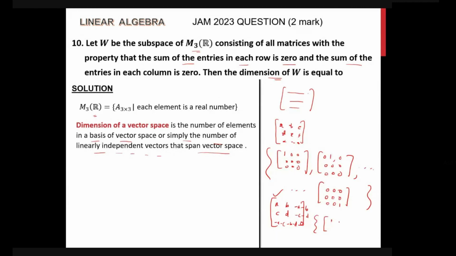1, 0, minus 1, 0, 0, 0, minus 1, 0, 0. Similarly, you can find the second: 0, 1, minus 1, 0, 0, 0, 0, minus 1, 0, and so on. So the thing is, you can find the basis element, a basis for this vector space.